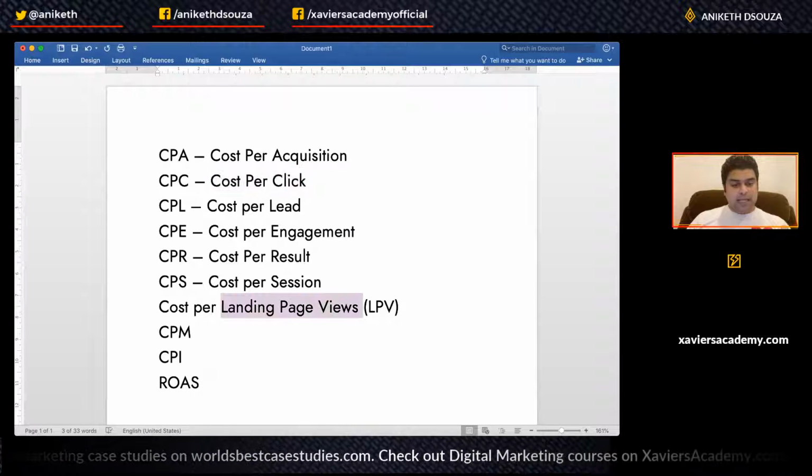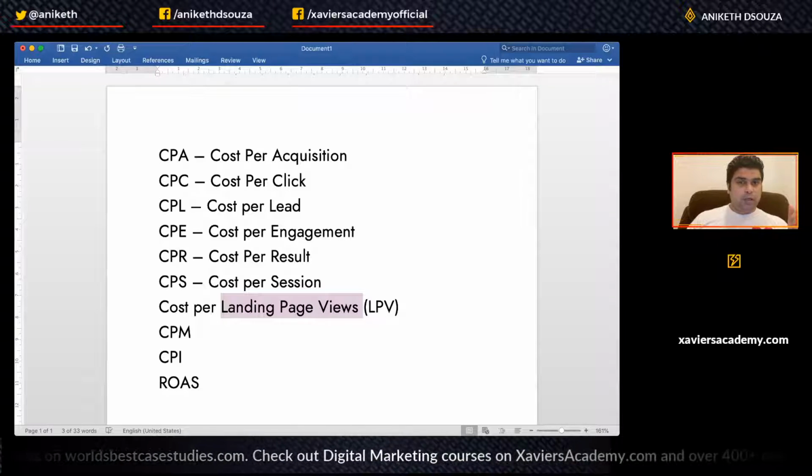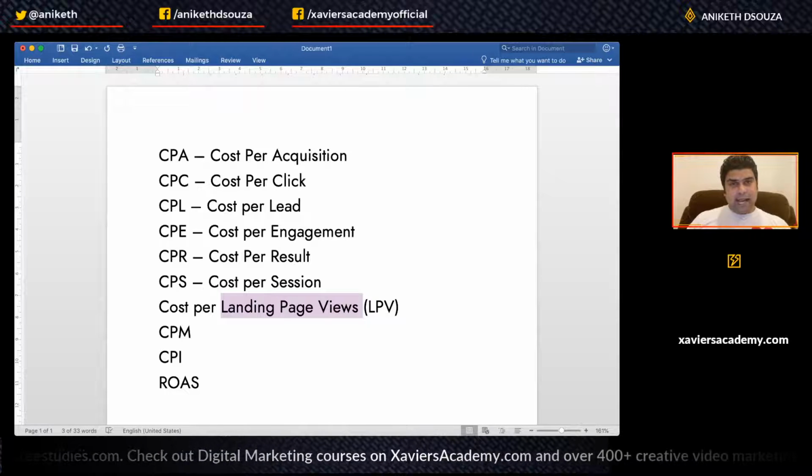Basically, what it means is that the person has to not only click now, that person has to be optimized to actually come and visit the website. Only then it's counted as a landing page view.